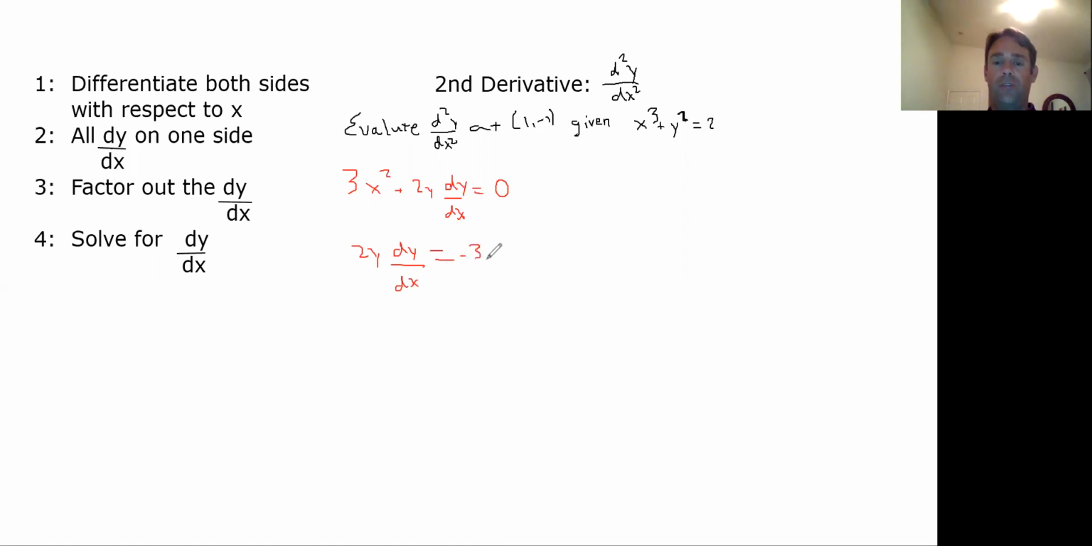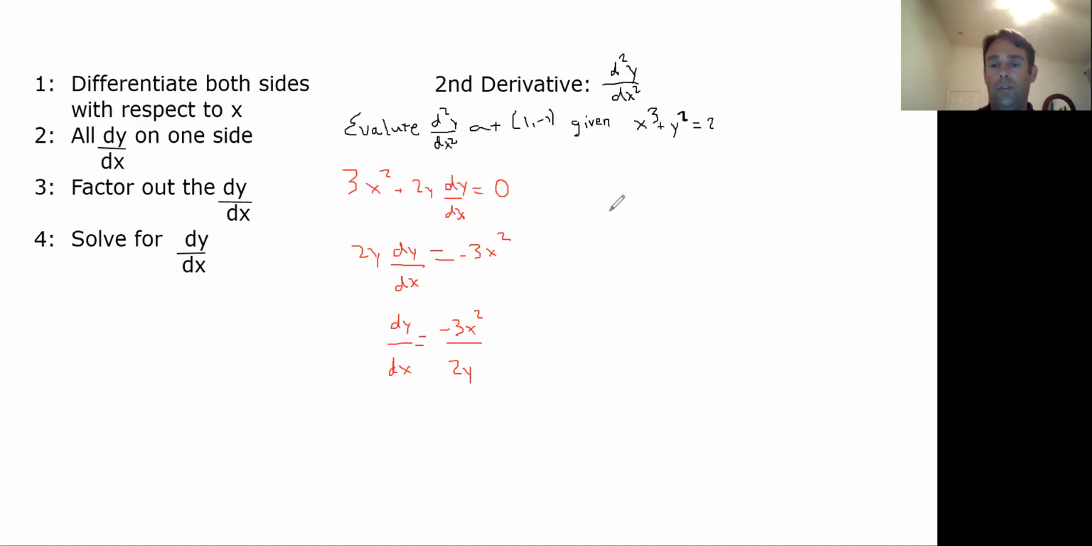All right, so negative 3x squared. The dy/dx by itself. Into with negative 3x squared over 2y. All right, so hopefully you got that. All right, friends, go ahead and find the second derivative. Go for it. Pause the video, unpause it when you're done.